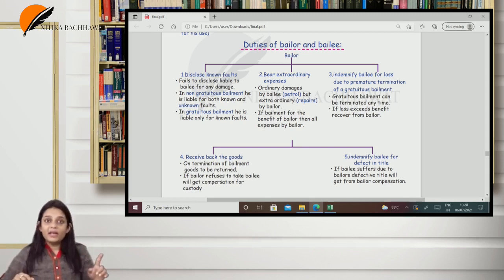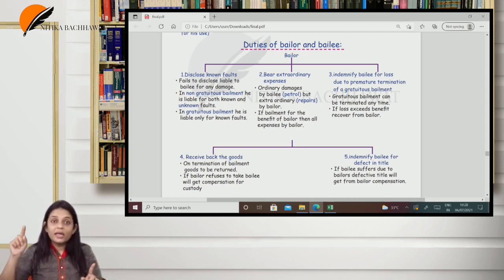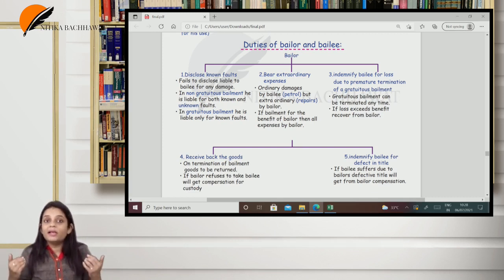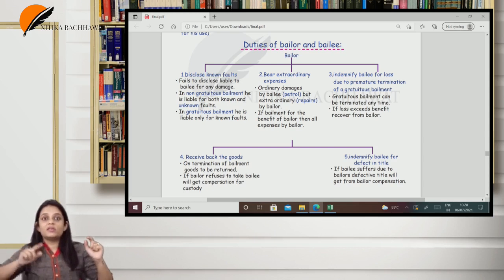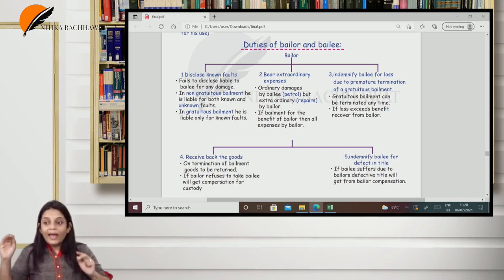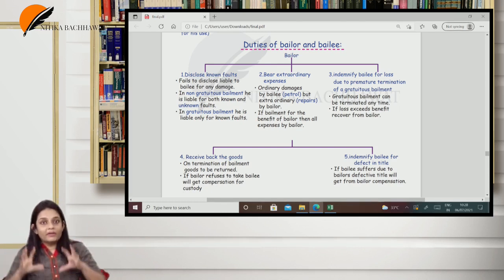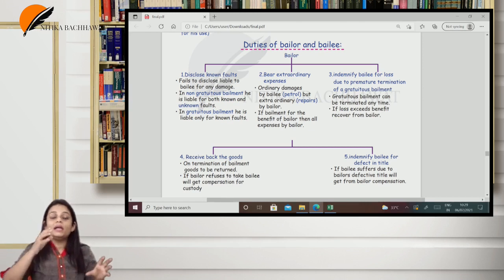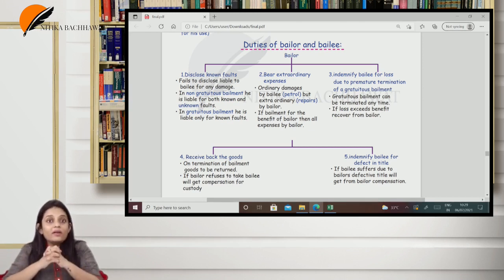So you had spent money in the hope of using it for 6 months, but after 2 months I am claiming the bike back. So that means, can we say the expenses which were supposed to be used for 6 months are now used only for 2 months? So can you claim those damages? Yes. So if the gratuitous bailment is terminated prematurely, that is before the time period, in that case whatever damages the bailee has suffered, he has a right to claim it from the bailor.